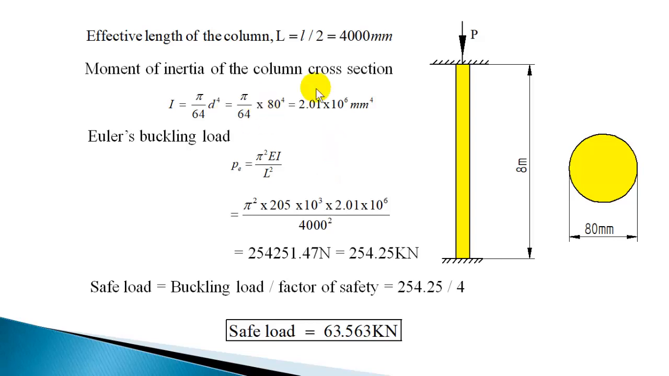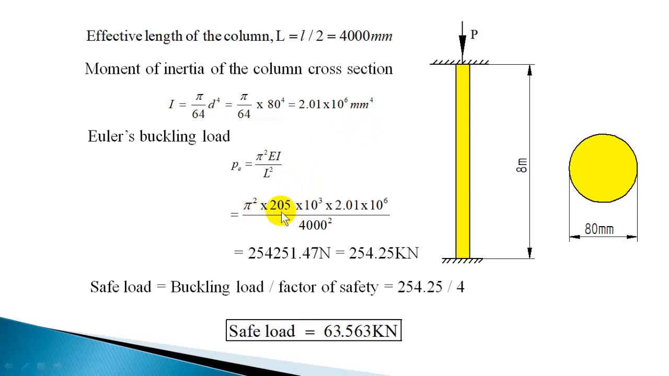With respect to which axis you get the least value of moment of inertia, that has to be taken as the value of moment of inertia in this equation, because when it is a rectangular cross section, it can buckle in two different directions. With respect to which axis it has got least moment of inertia, perpendicular direction to that axis, column buckles. So that value of moment of inertia, that is least moment of inertia, has to be taken into this equation. But in this case you have same moment of inertia with respect to both axes, which is pi by 64 d to the power of 4.